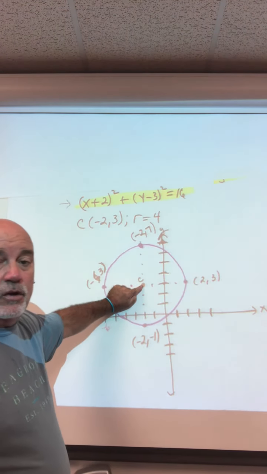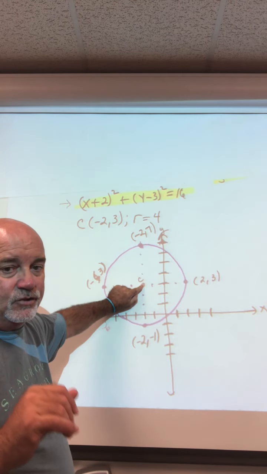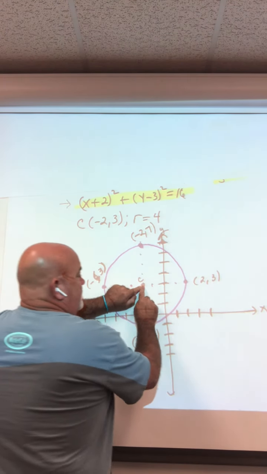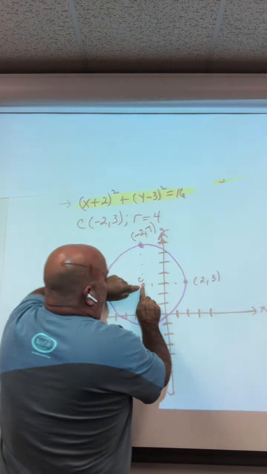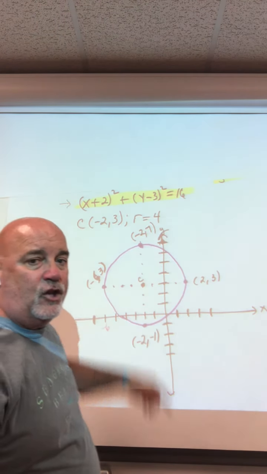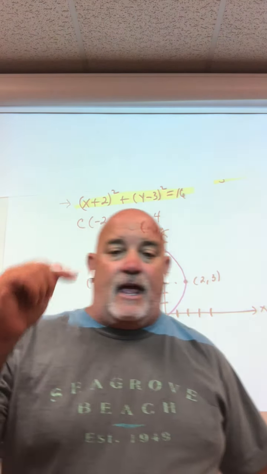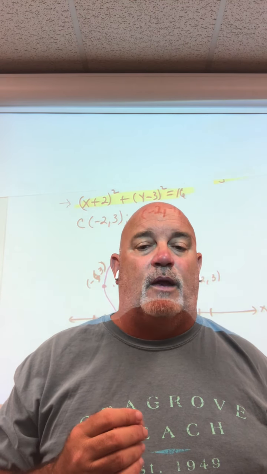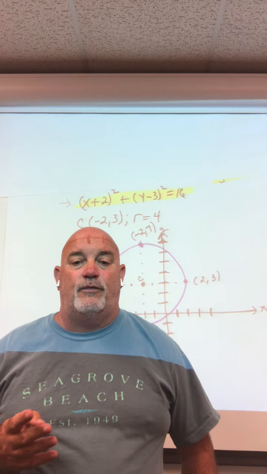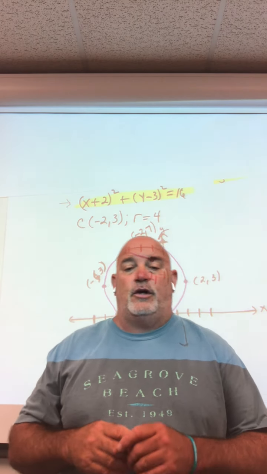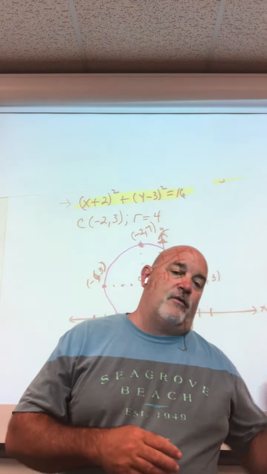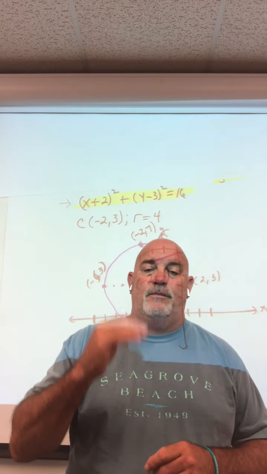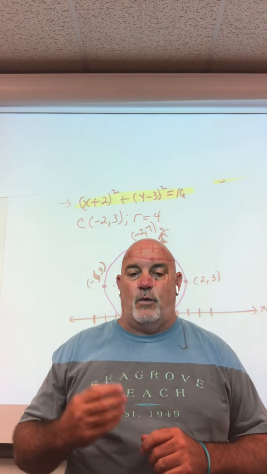So, put your pencil on the center, not literally right now, just watch. So you put your pencil on the center and move 4 spaces. Now, when you move 4 spaces in the XY plane, there's only 4 ways you can move 4 spaces. You can move left, you can move right, you can move up, and you can move down 4 spaces.